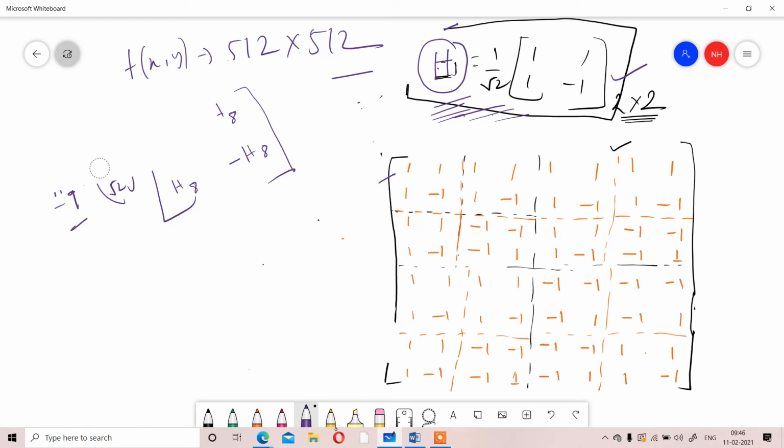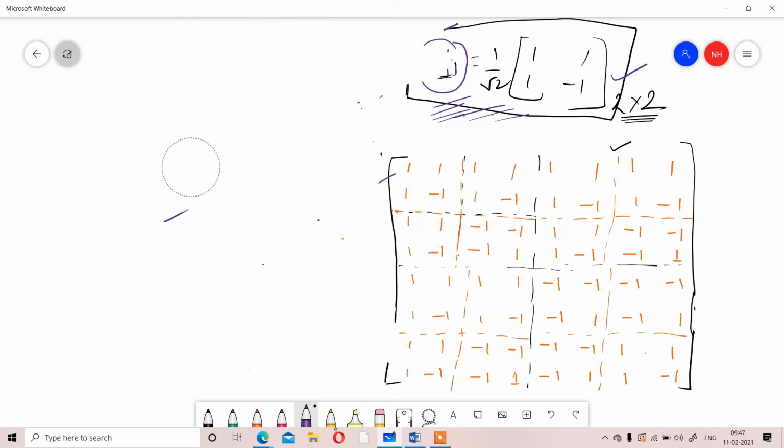Now one thing that I am going to show you is what should be the sequence order of the transformation matrix. So what is sequence order?